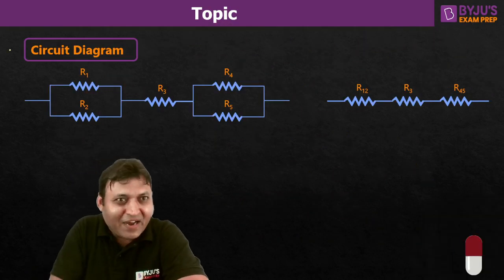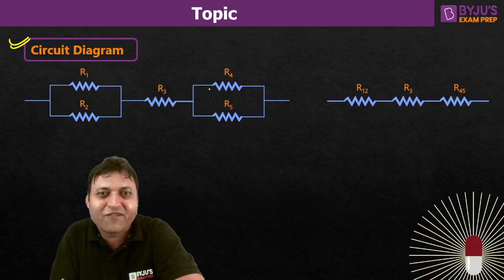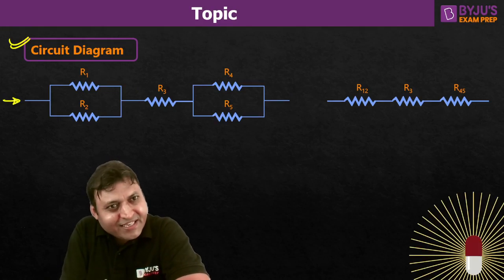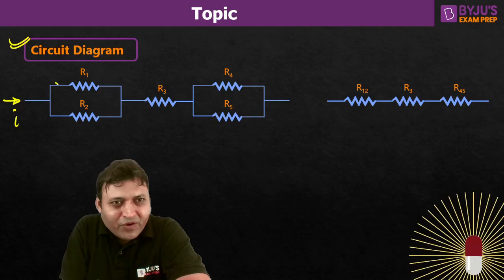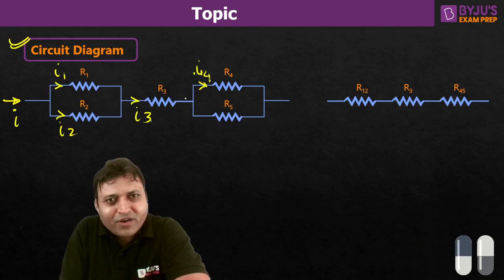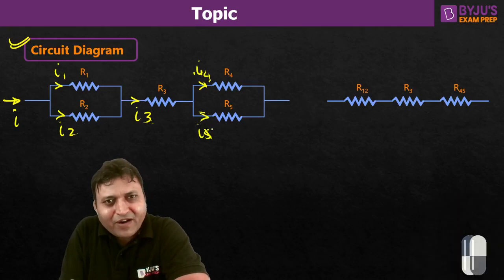We can simplify the basic circuit diagram where there are 5 resistances arranged in series and parallel. This is the current flow. You can say I1, this I2, call it as I3, I4, then we can call it as I.